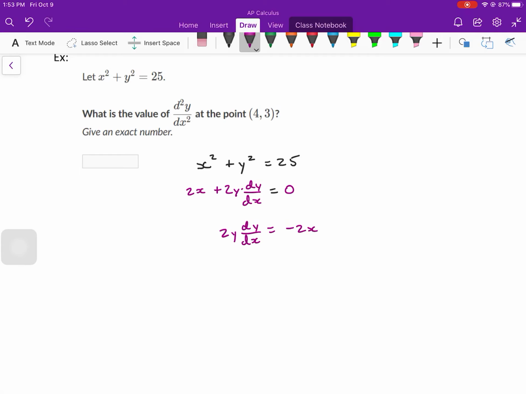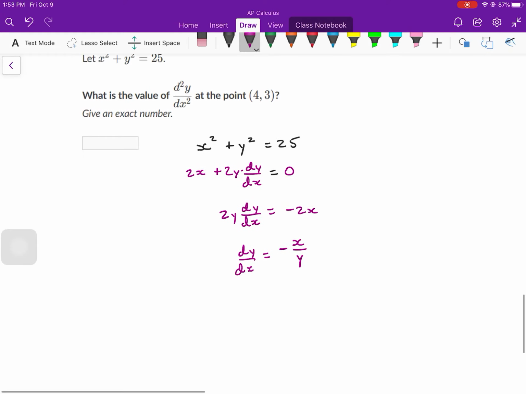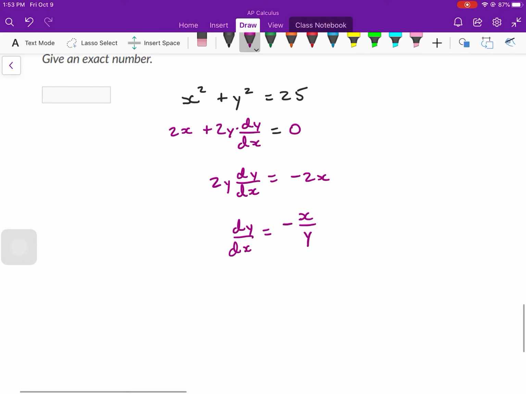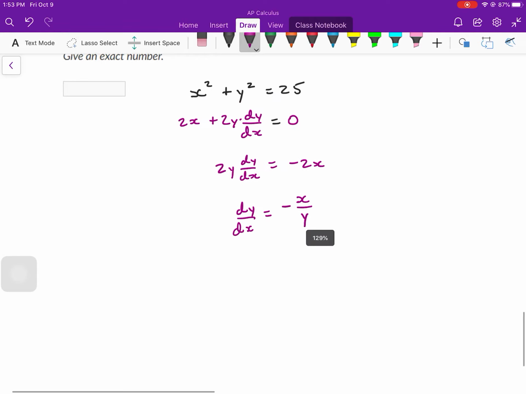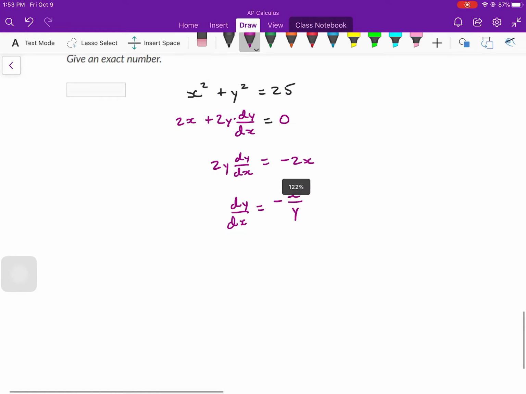And then I'll divide by 2y on the other side. And you'll get negative x over y. Remember, 2 divided by 2 just cancels out, and we have the negative. So it's just negative x over y. And in case you don't see that, remember dy dx is the same thing as just y prime. Okay, that's the first derivative, but we need the second derivative.